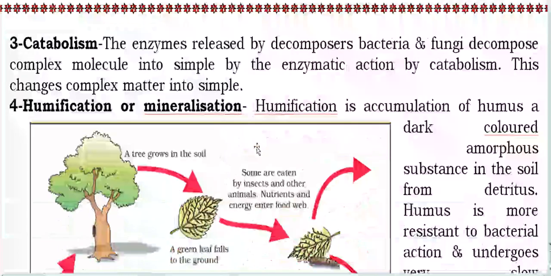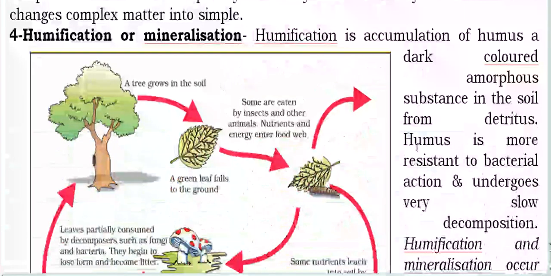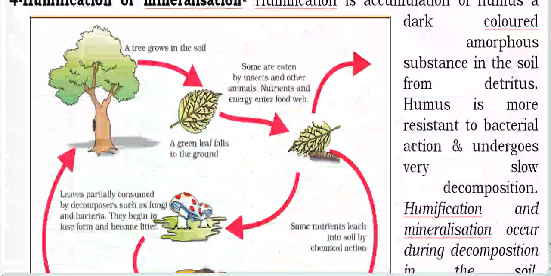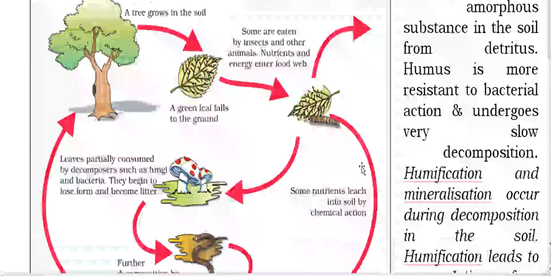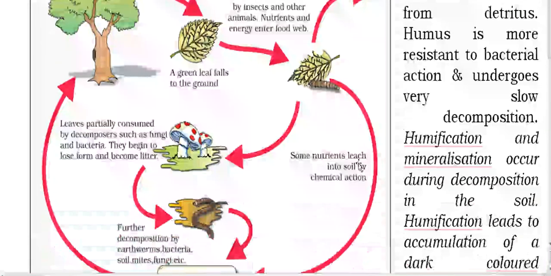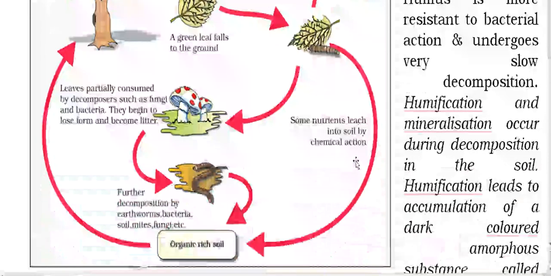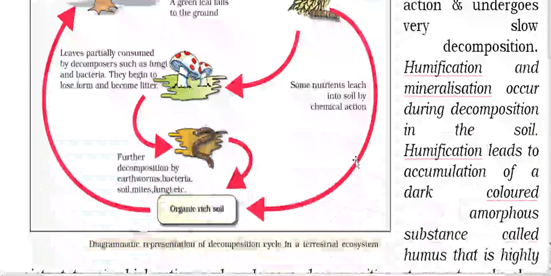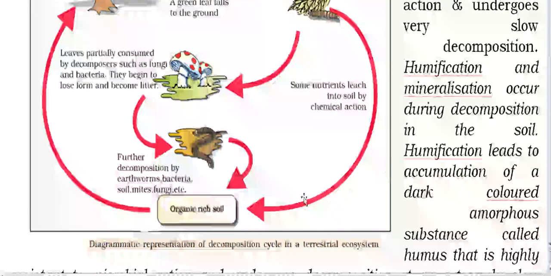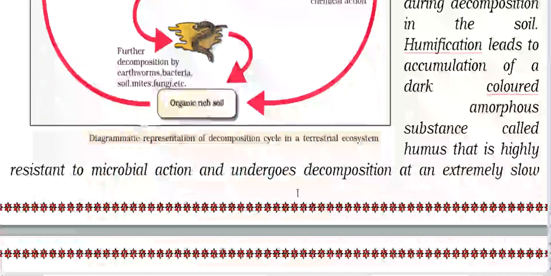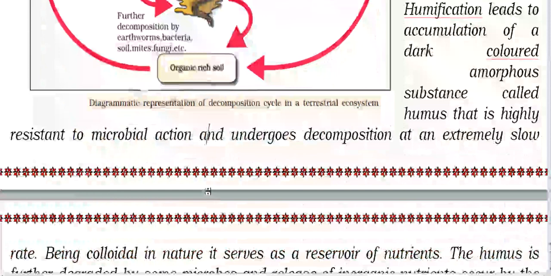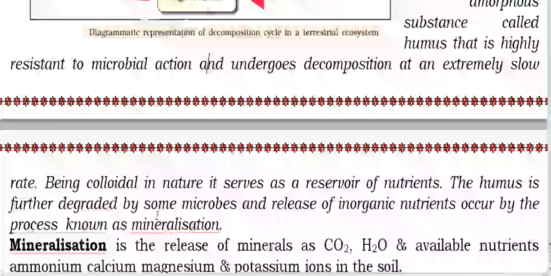Humification is the accumulation of humus, a dark colored amorphous substance. Humus is more resistant to bacterial action and it decomposes very slowly. Humification and mineralization occur during decomposition, and humification is a very slow process. It leads to accumulation of a dark amorphous substance in the soil, which decomposes at a small rate. Being colloidal in nature, it is a reservoir of nutrients. Humus is degraded by some microbes, but they decompose it over a very long period.